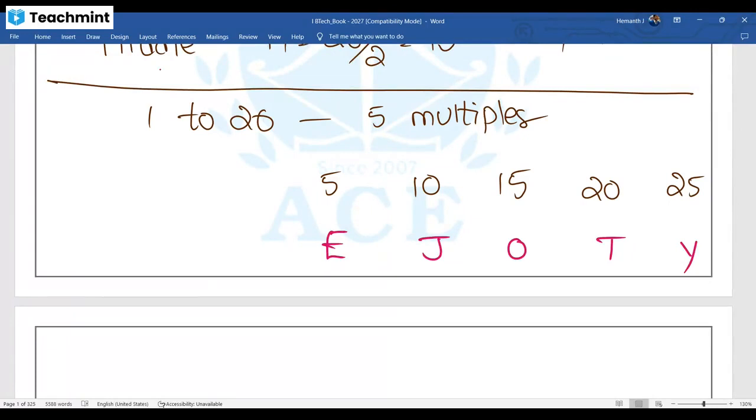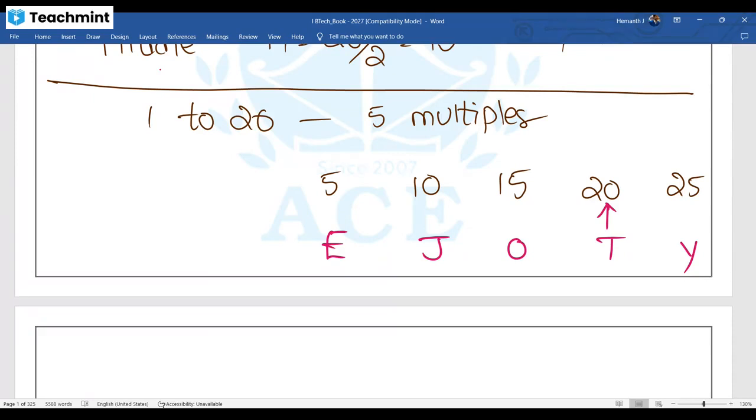You know T value 20 already. 20, 20. If we gather those 5 multiples, it will give the word E Jyoti. So then we can easily recall whenever J comes, E Jyoti, J value 10. T20 we know. Y25 is not required, in fact. That's easily we can recall.